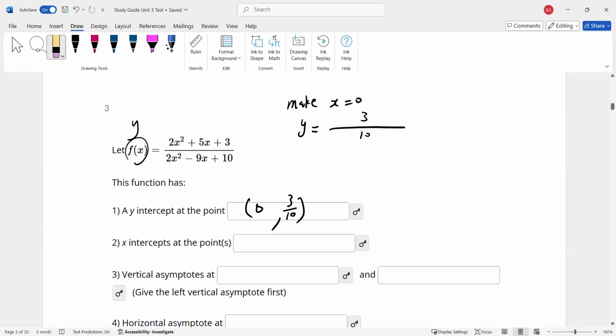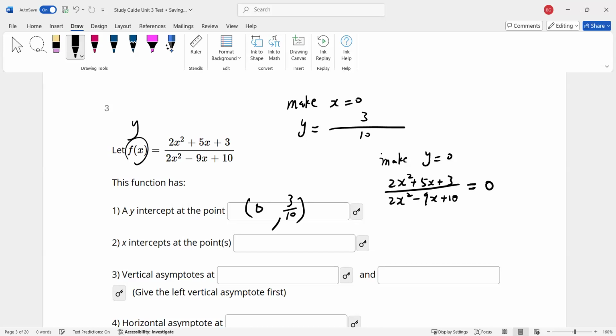It has more than 1 because the numerator is quadratic, and we should be able to factor it, right? Okay, let me show you how we find the x-intercepts. To find the x-intercepts, make y be 0, all right? Make y be 0. Since this is a rational function, numerator 2x squared plus 5x plus 3, denominator 2x squared minus 9x plus 10. Make the function equal 0, make y be 0.